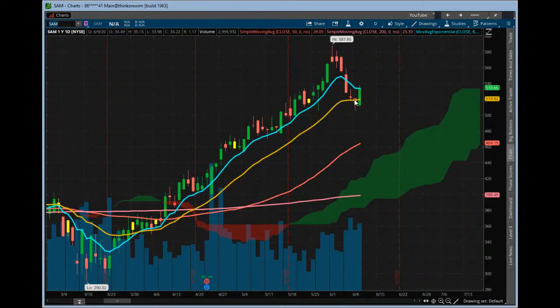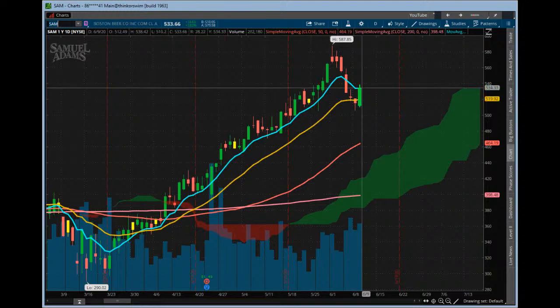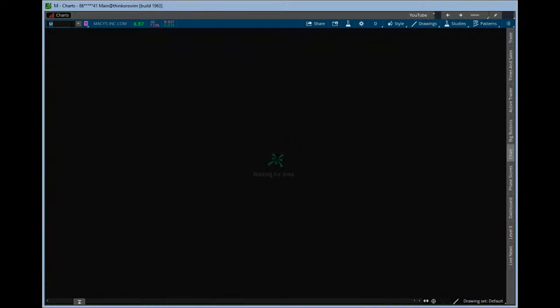Nice move right there off of the 21 day. I know we looked at it yesterday, so good. I got a good pop off of that lower shadow and then back to the 8 day on that one. Great find. Macy's, yeah, so we looked at that yesterday.